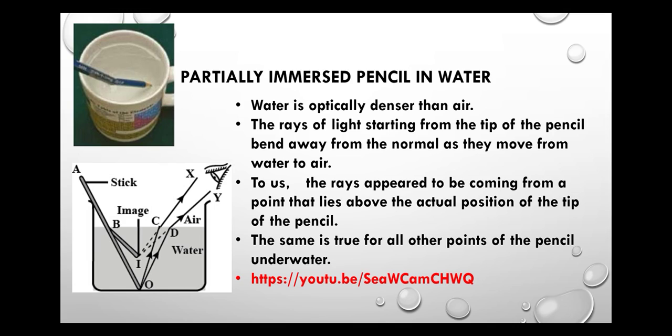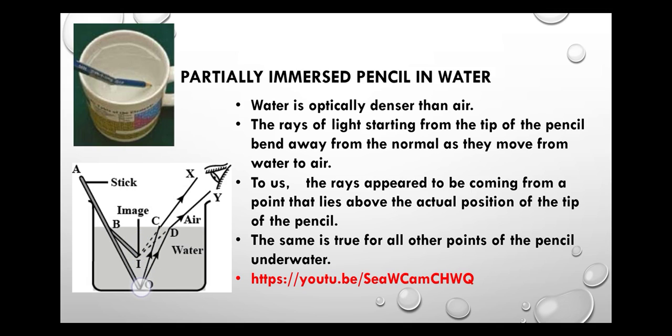Because of this refraction of light, you can see the partially immersed pencil in water. It looks like it is turned in water. Because of the laws of refraction, water is optically denser than air. So when you look from air to water, the air is less dense and water is more dense, so here the ray of light bends towards the normal.